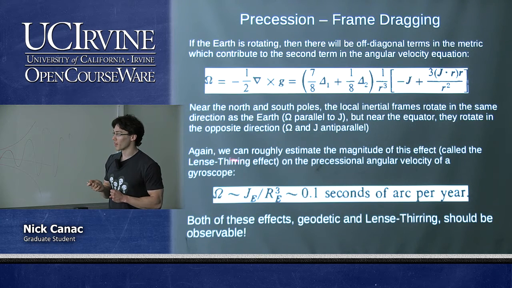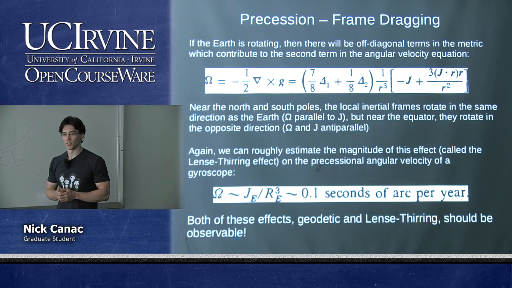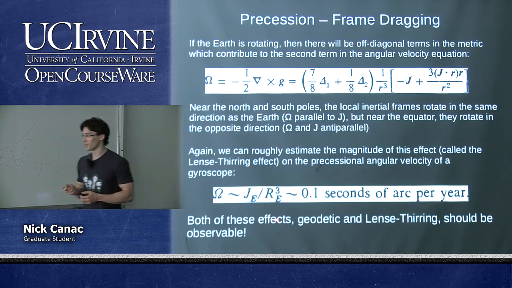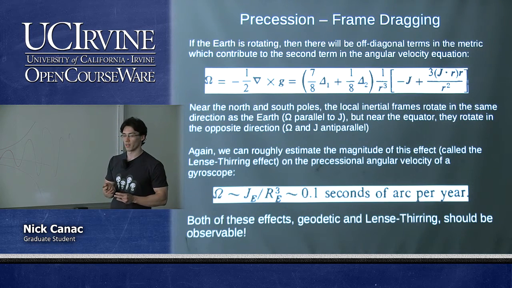So again, we want to try and get a rough estimate for the magnitude of this effect. You put in some rough values, and you end up getting 0.1 arc seconds per year, which is about two orders of magnitude smaller than the geodetic effect. But still, this effect due to frame dragging is called the Lense-Thirring effect.